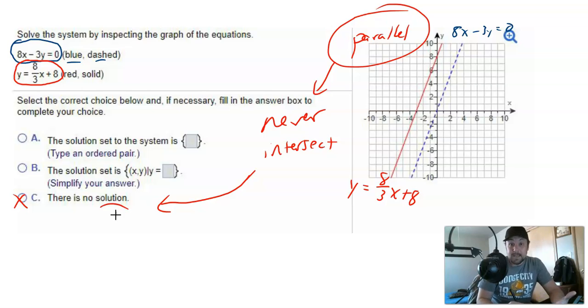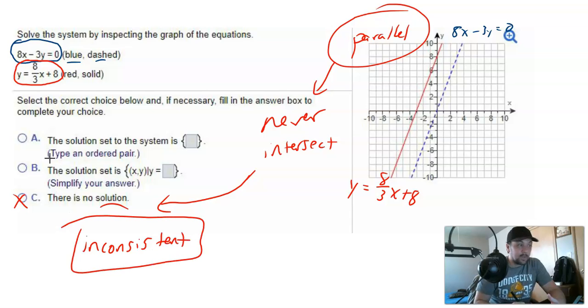And so what does that mean? This means it is an inconsistent system of equations, which I believe it's going to ask you about after you answer this part. So it's not on my screen capture because I didn't answer the question yet. But once you answer that, then it's going to say, what type of system do you have? Because there's no solution, this is an inconsistent system.